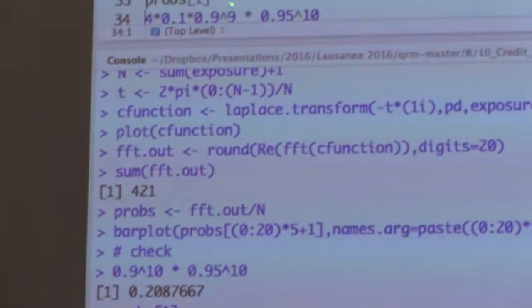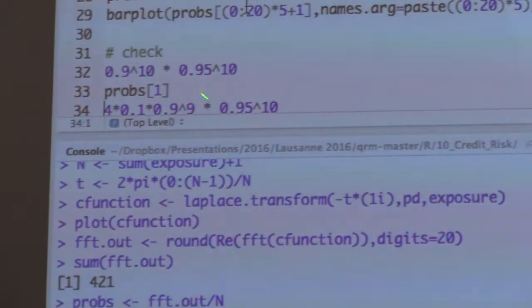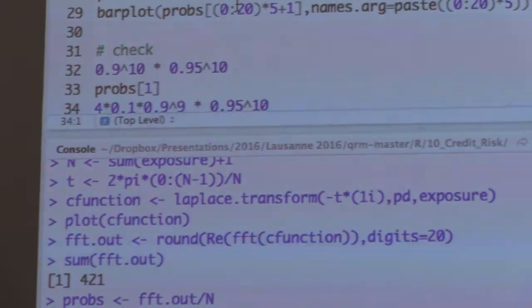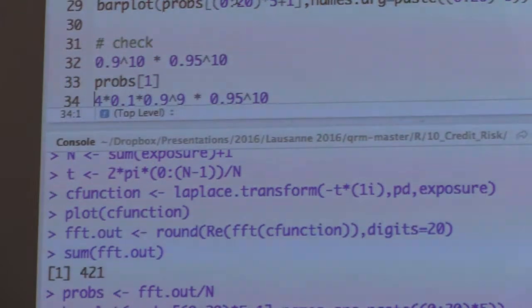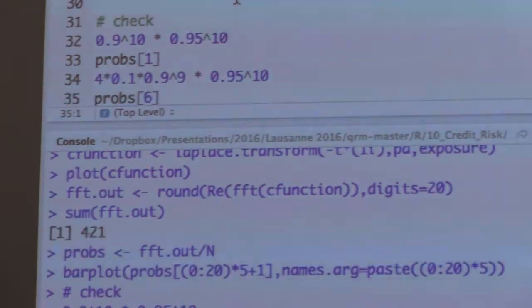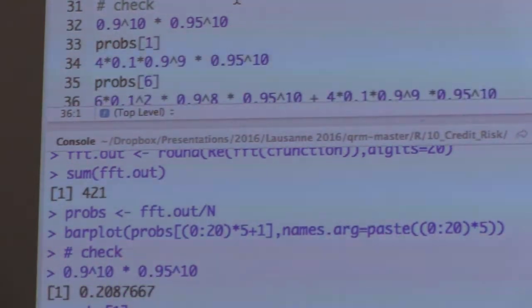How do I lose 5 million? Well, I have to lose one of the guys that I've lent 5 to, and there are 4 guys. So I have 4 times a default probability of 0.1 times a survival probability to the power 9, because all the other guys have to survive. By combinatorics I can work it out, but you can see it starts to get confusing, so you have to keep your wits about you. That's the probability of losing 5 million, and that's exactly what is computed by this technique.